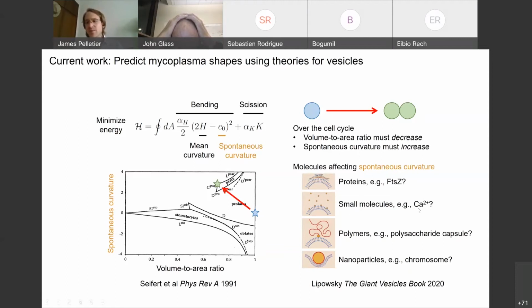So different ways this could happen are small molecules such as calcium that can bend the membrane, polymers, perhaps the polysaccharide capsule outside the cell, which can cause the membrane to bend away from this polymer due to exclusion, or nanoparticles that can adsorb to the membrane and cause it to bend, perhaps such as the chromosomes. So this is all speculative, but I just wanted to highlight what we're currently working on.